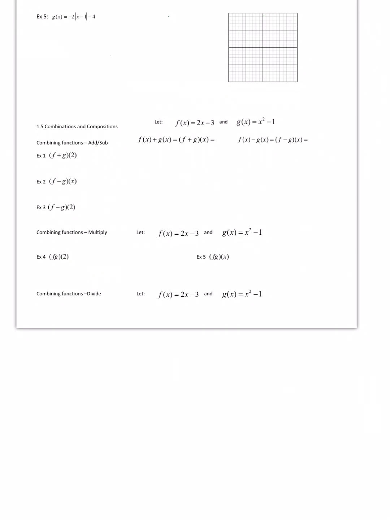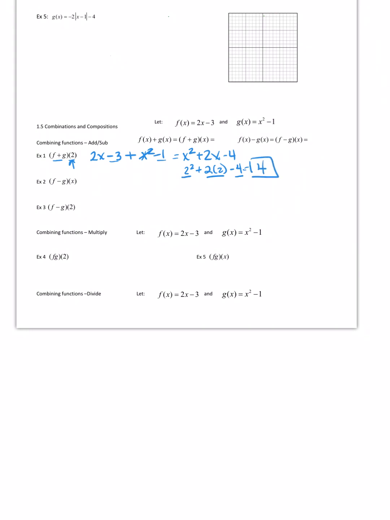All right, so here's what we're going to do. I'm going to take f plus g of 2. So I'm going to first add the two equations. So 2x minus 3 plus x squared minus 1. If I combine my like terms and put it in exponent order, I'll have x squared plus 2x minus 3 minus 1 is negative 4. Now I need to evaluate it where x is 2. So I'm going to have 2 squared plus 2 times 2 minus 4. Well, that's 4 plus 4 minus 4 is 4.